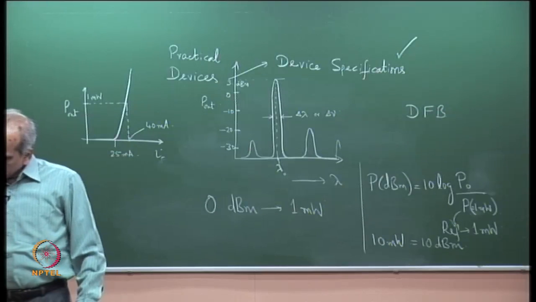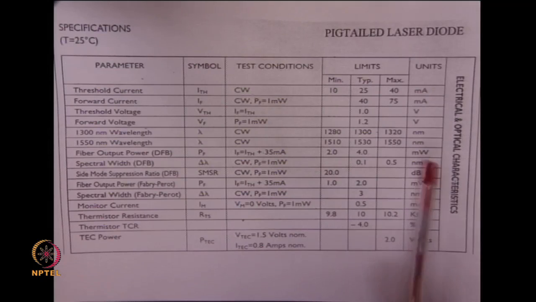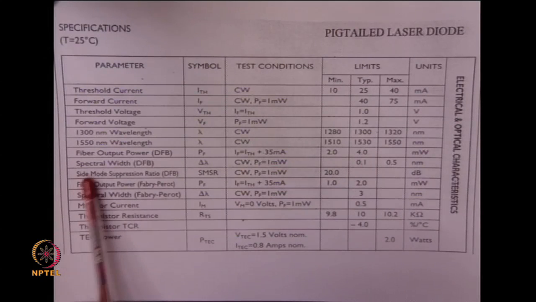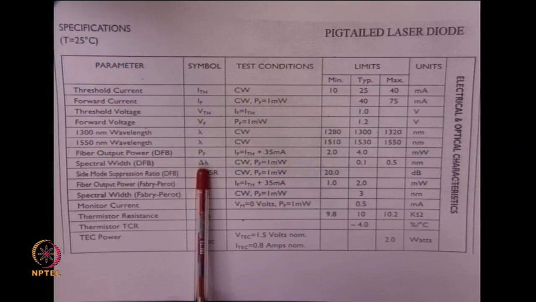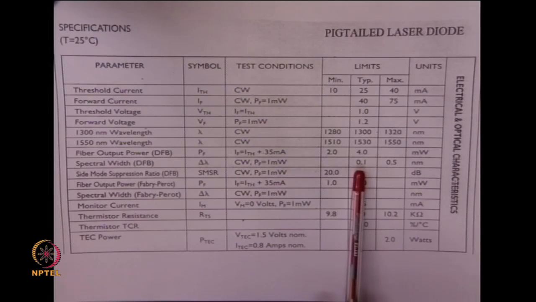So, the fiber output here, in this case, is given in milliwatt, 4 milliwatt. The spectral width delta lambda for CW at 1 milliwatt power is 0.1 nanometer. If you look at normal Fabry-Perot lasers, it is about 2 to 3 nanometers. This being a DFB laser, the spectral line width is very narrow.